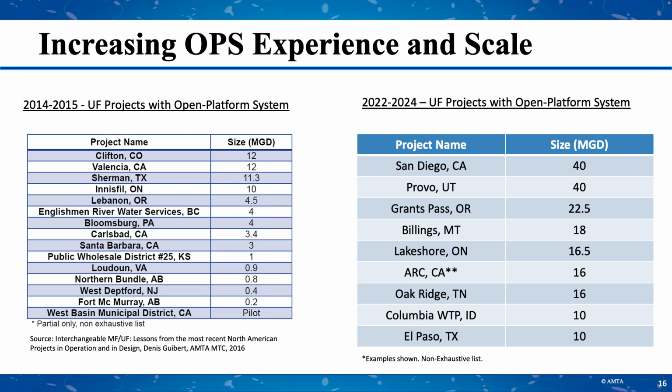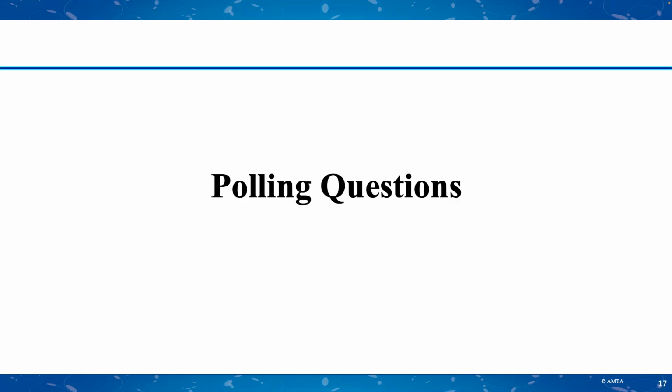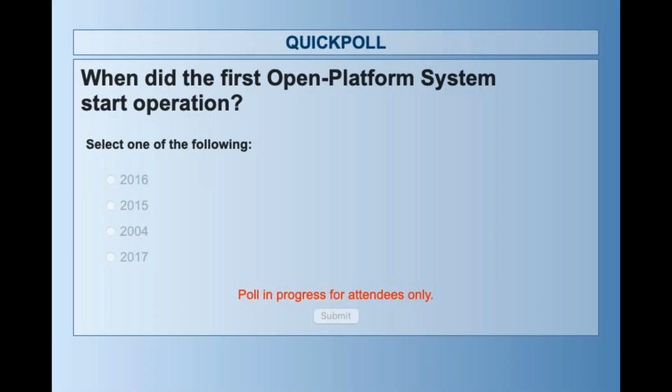Okay, so at this point, I think we're going to have our first poll question, and it's from me, so I should know it. Okay, so the first poll question is, when did the first open platform system start operation? Was it 2016, 2015, 2004, 2017? I'll give you a bit of time to answer.